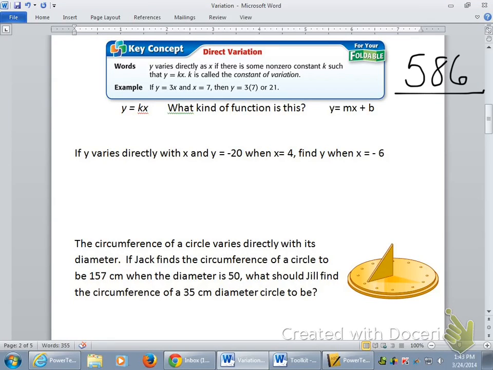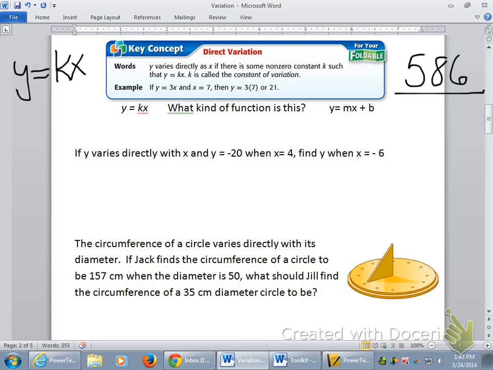Okay, so the most important part from page 586 is this right here, the y equals kx. Now there's two ways of doing all of these direct variation problems. I'll show you both ways, and then we can decide which way we'd like to use later. I always want to show you both ways of doing something.